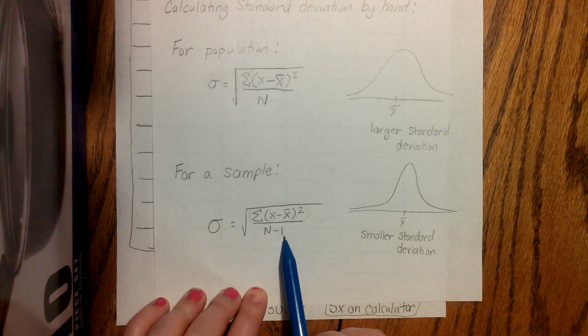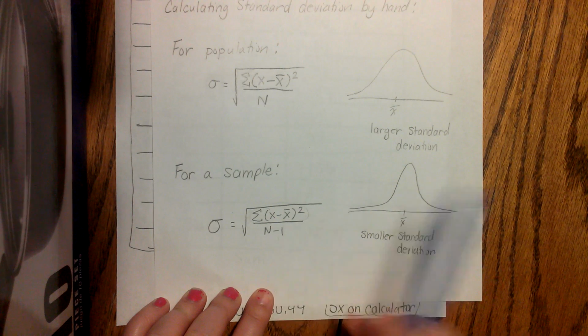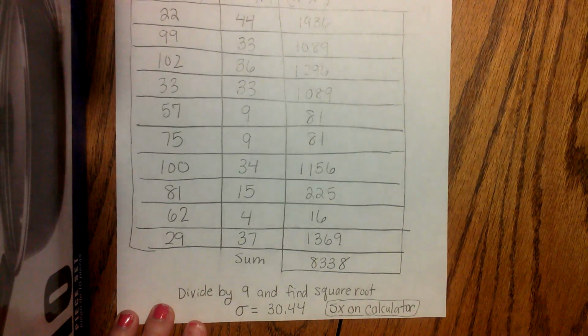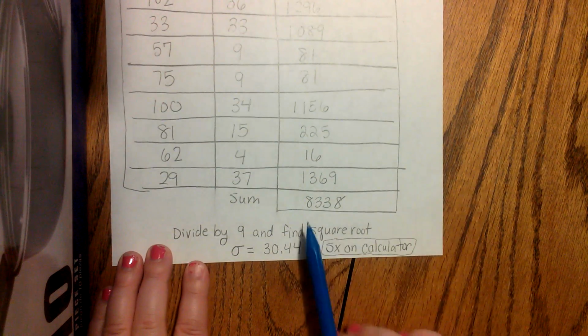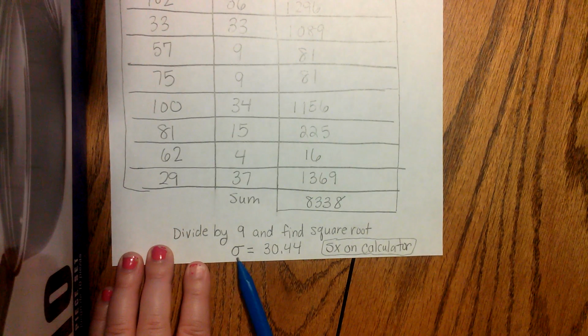Now I have to divide by 9. Since I have 10 data values, I'm going to divide by 9, and then my last step is to find the square root. When I divide this by 9 and I take the square root, I get that my standard deviation, this is the symbol for standard deviation, is 30.44.